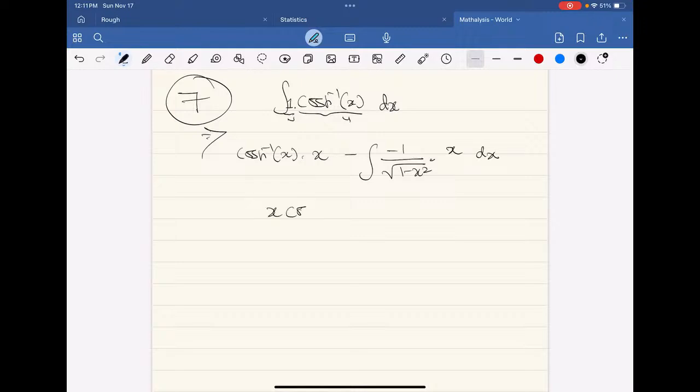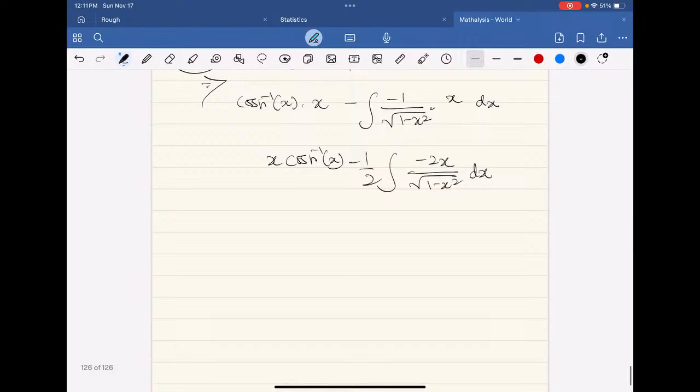Now this is x cosine inverse x. If I just take minus 1 by 2, if I make it half, this will be minus 2x by square root of 1 minus x square dx. Now we know that the derivative of 1 minus x square is just minus 2x, right? So if I write this 2 inside, this will be 1 by 2 root u du, and we know that the integral of 1 by 2 root u is just root u. So this will just be x cosine inverse x minus square root of 1 minus x square plus c.